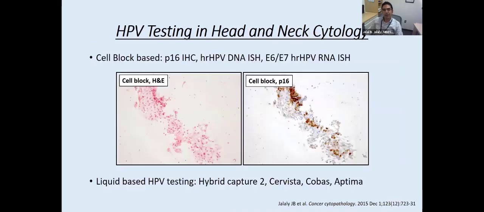But what about HPV testing in cytology specimens? It is generally divided into cell block-based testing and also liquid-based HPV testing. The cell block-based testing, you can use the P16 immunohistochemistry, similar to surgical pathology specimens, or you can use DNA in situ hybridization or RNA in situ hybridization. Among these three, RNA in situ hybridization is probably the most sensitive and specific, but is not widely available, and therefore P16 is still frequently used in cytology specimens.